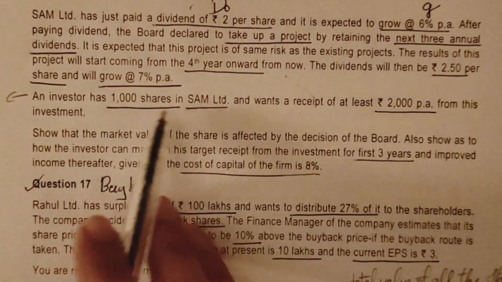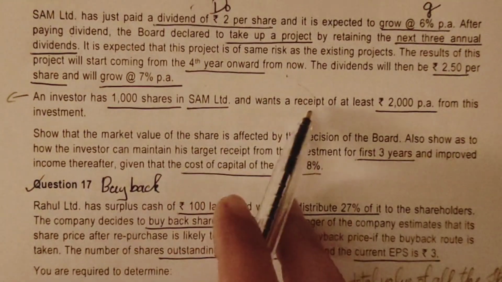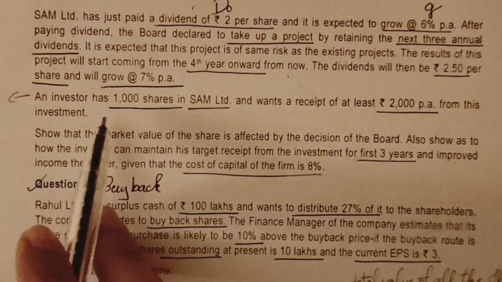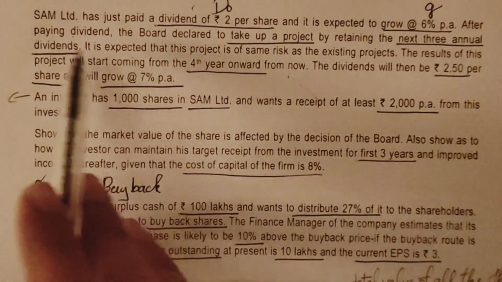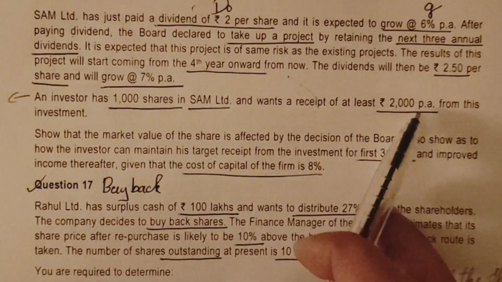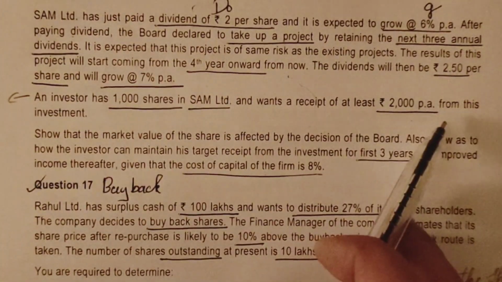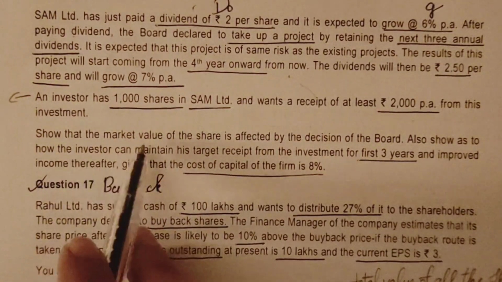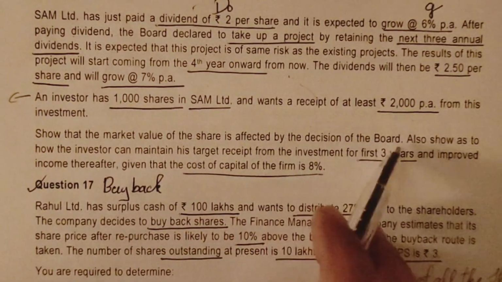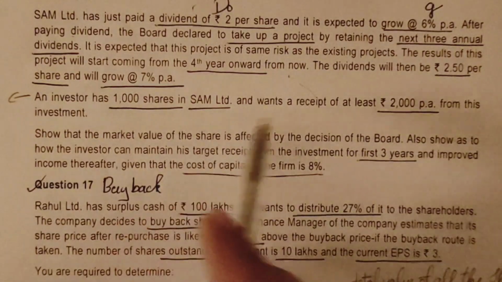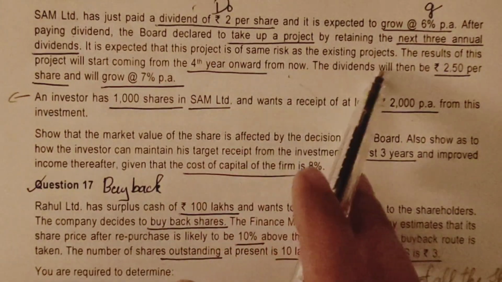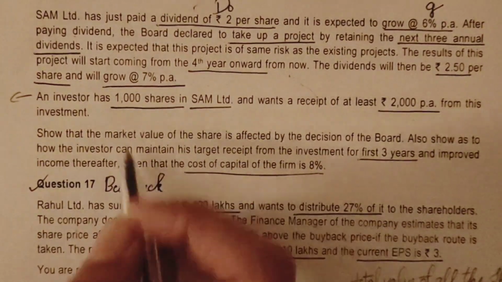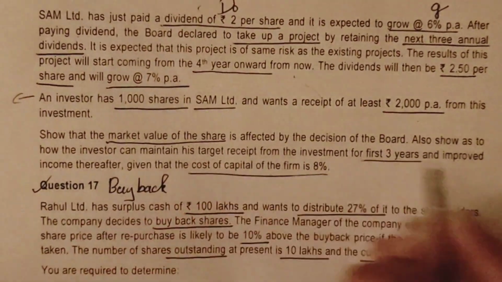An investor has 1,000 shares in SAM Limited and wants a receipt of at least 2,000 per annum from this investment. So ഒരു ഇൻവെസ്റ്റർക്ക് 1,000 ഷെയർസ് ഉണ്ട് ഈ കമ്പനിയിൽ. 2,000 rupees per annum ഈ ഇൻവെസ്റ്റ്മെൻറ്റിൽ നിന്ന് അയാൾക്ക് കിട്ടണം. Show that the market value of share is affected by the decision of board. So if the board take up this decision to retain the dividend and invest in the project, what will be the market value of shares?